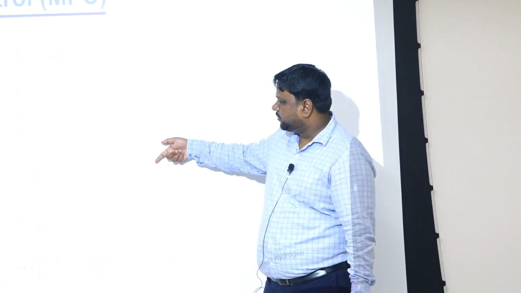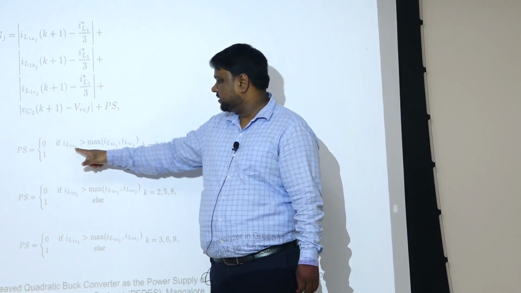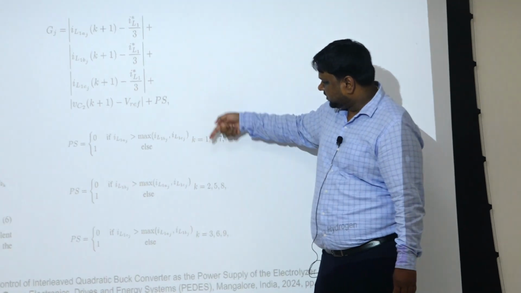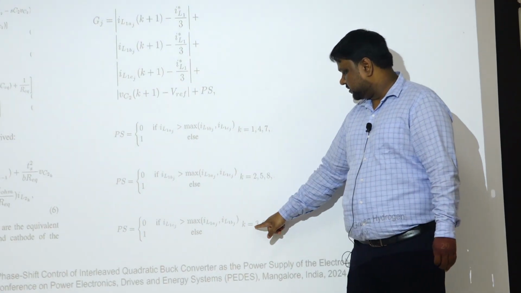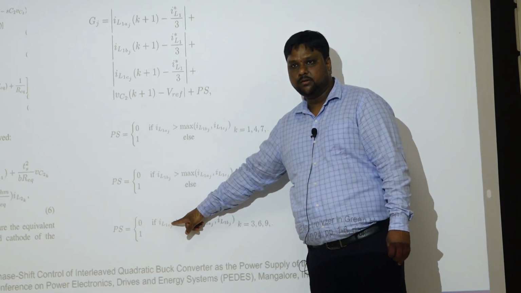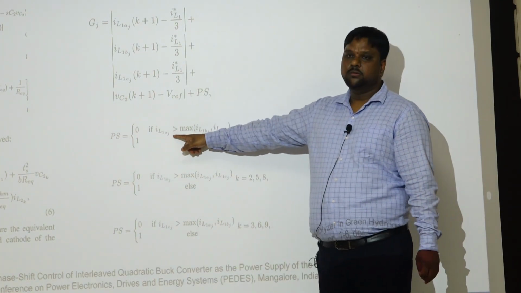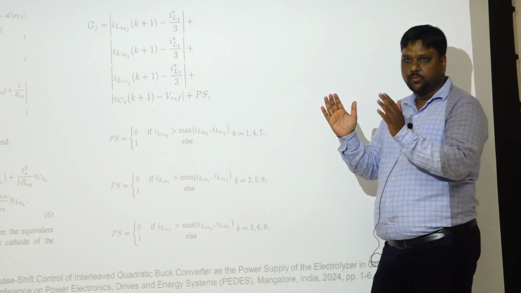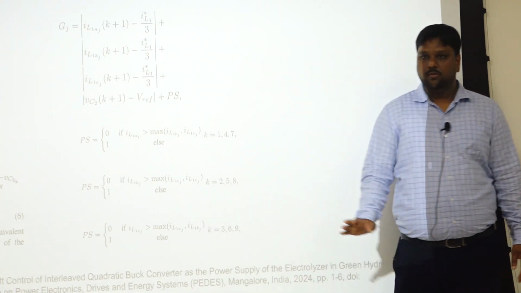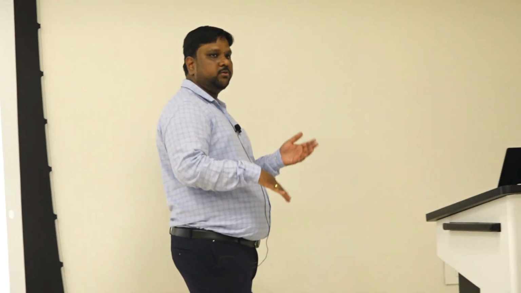Cost function of phase shift, as I told, in my first sample my first inductor current is greater than the other two. In my second sample my second inductor current is greater. In my third sample my third inductor current is greater. Fourth sample again my first inductor current is greater than the other two. So, this is the cost function block you are seeing that is implemented. That is how you coordinate between three branches.